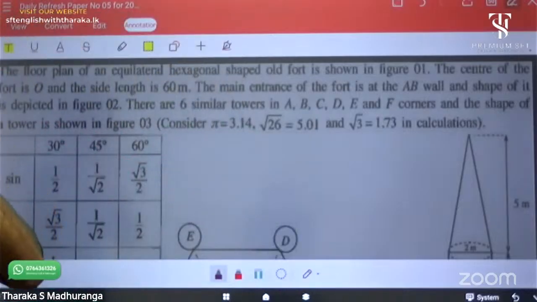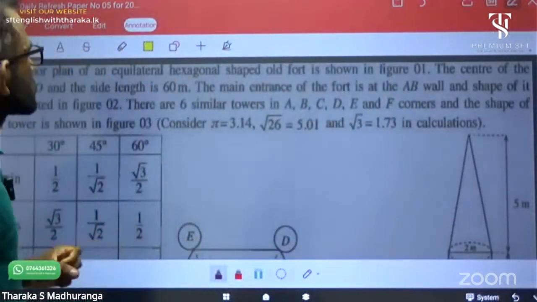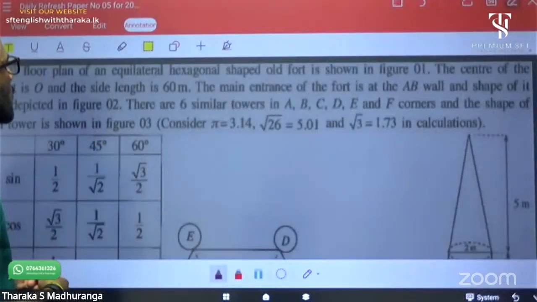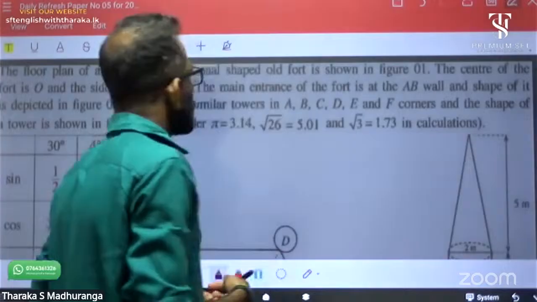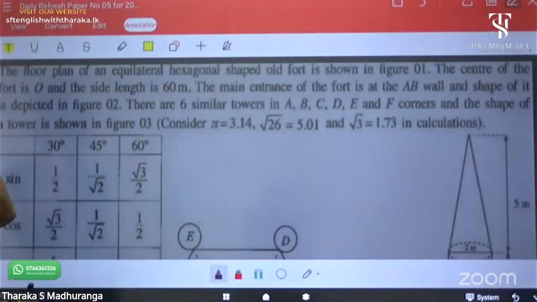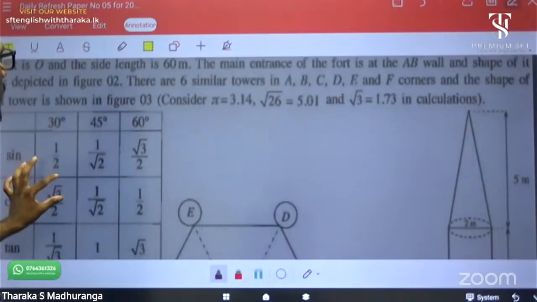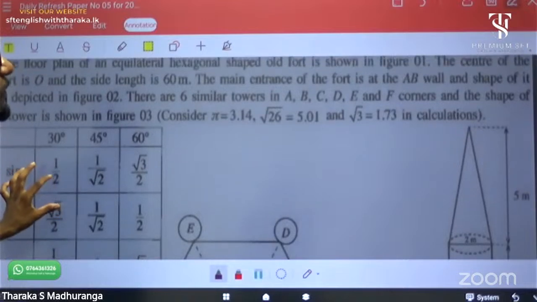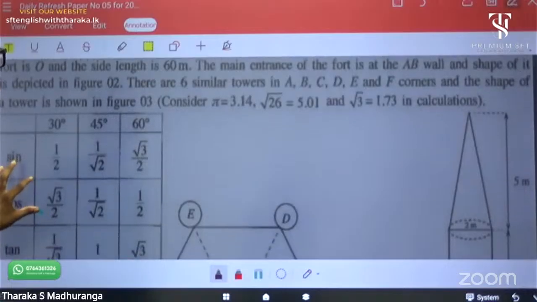Okay, let's try to complete this question, and we have 25 minutes. The floor plan of an equilateral hexagon-shaped fort is shown in figure 1. The center of the floor is O, and the side length is 60 meters. The main entrance of the fort is the AB wall, and its shape is depicted in figure 2.